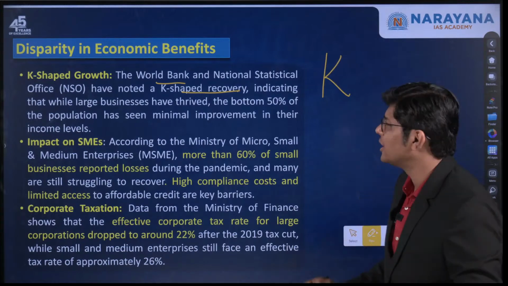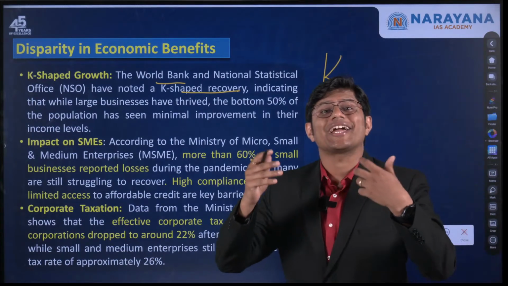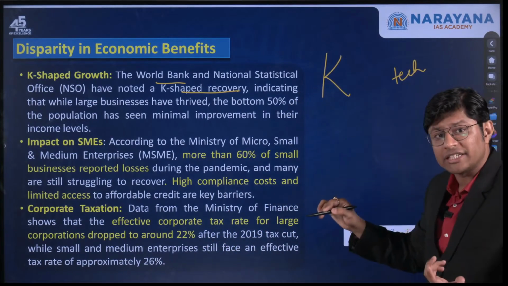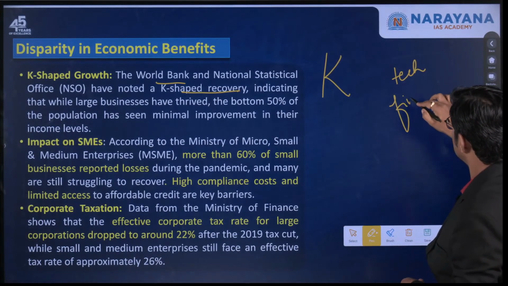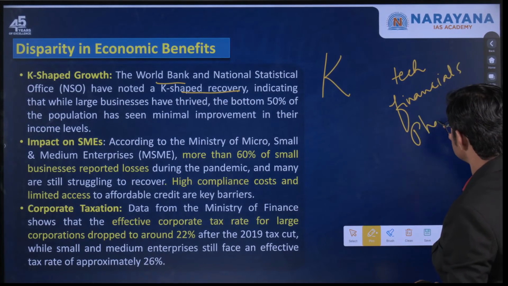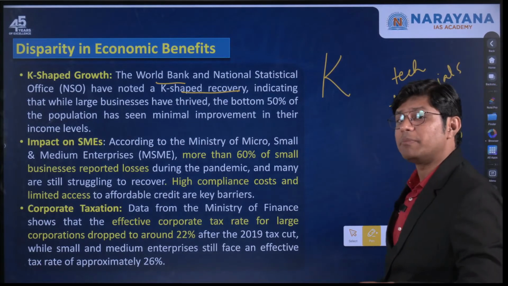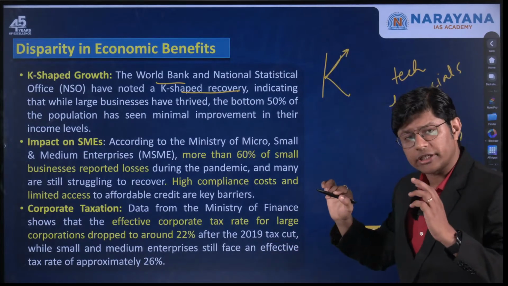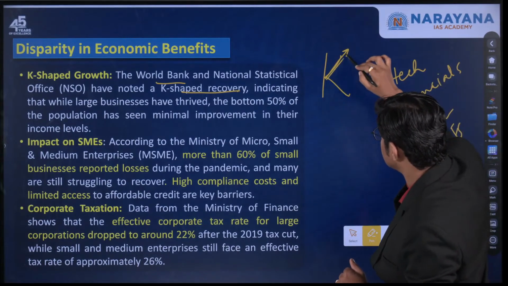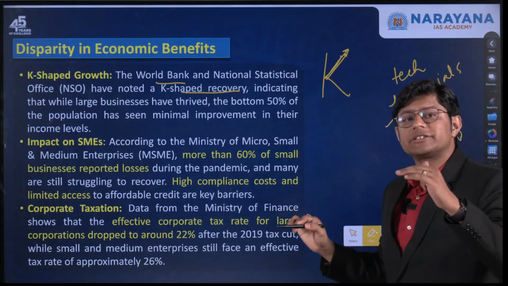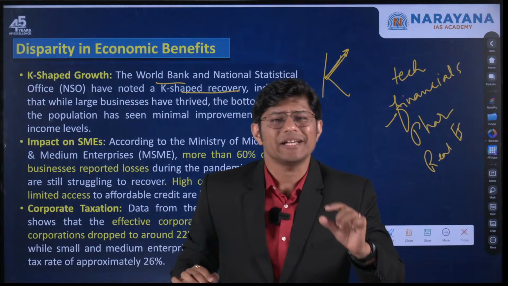Which are the big businesses? For example, the ones who are a part of technology, right? Technology related companies, or for that matter, the companies in the financial sector, pharmaceuticals, real estate. So these people are benefiting. K-shaped, which means if you see, this is projecting upwards, which means this section is growing. That is, the big businesses are thriving. But the bottom 50% of the population, they are seeing minimal growth.